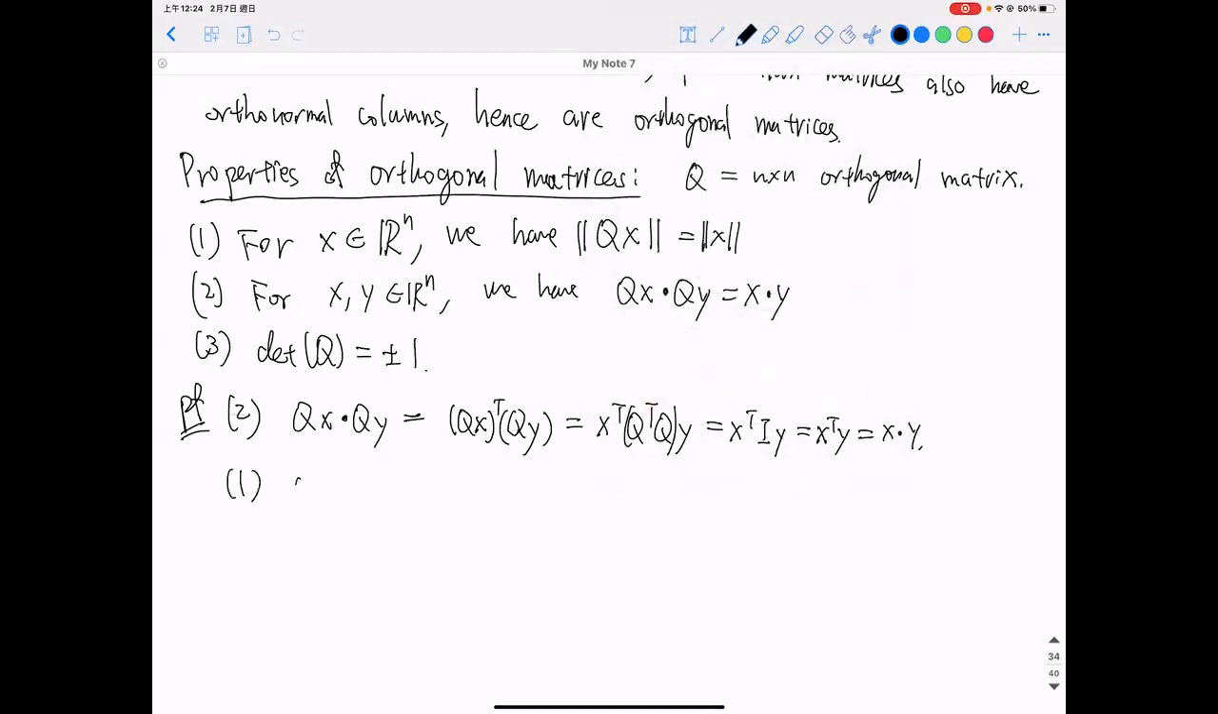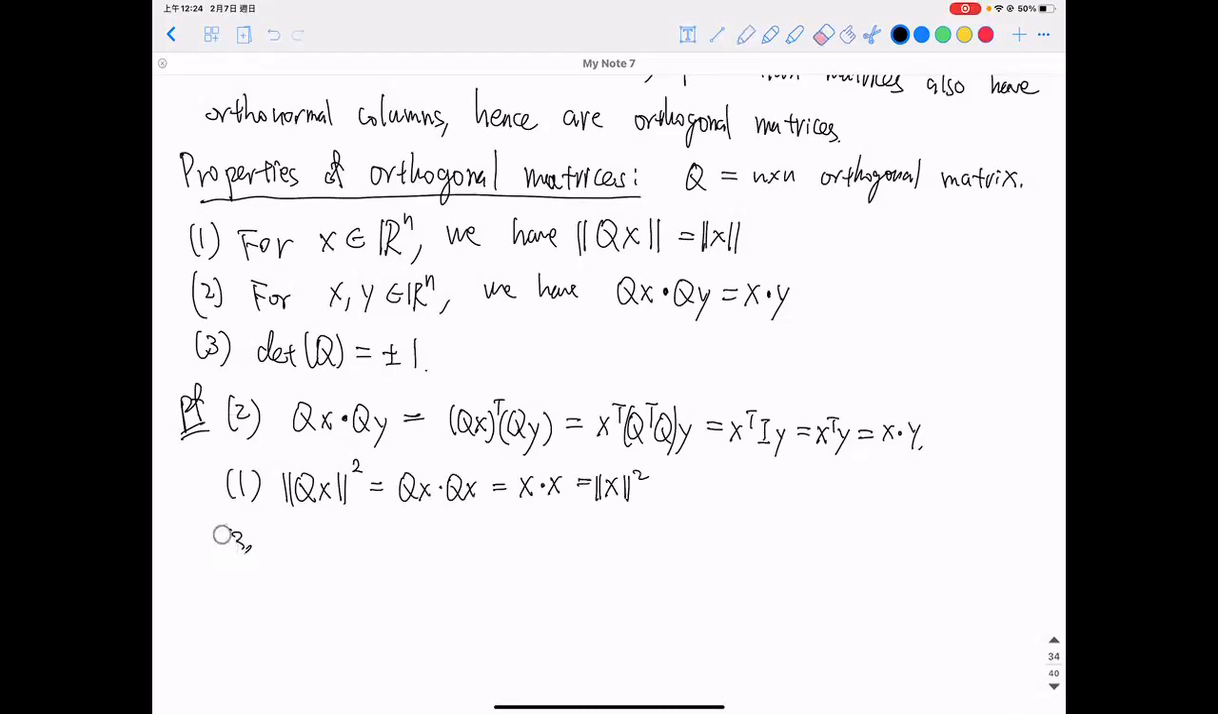Now 1 is exactly the same computation as 2, just because the length square of Qx is Qx dot Qx, which is now x dot x according to what we just proved, which is the length square of x. That's 1.